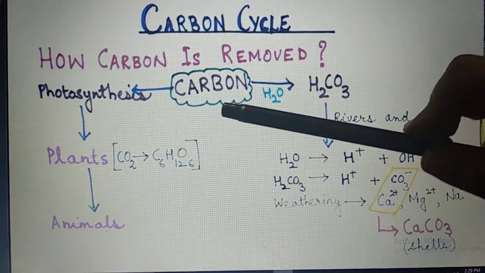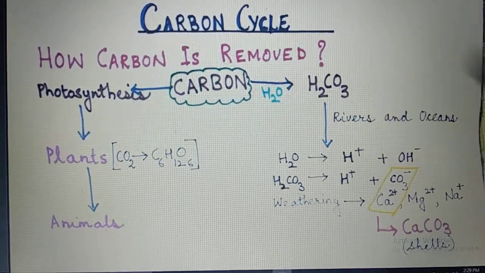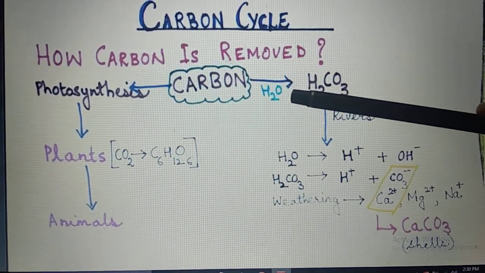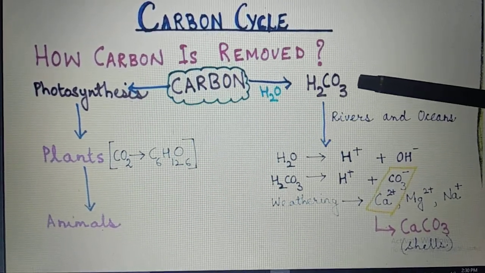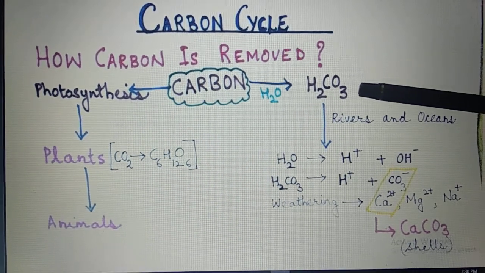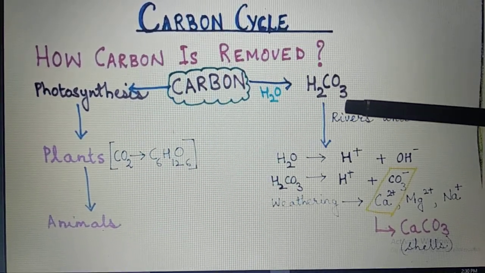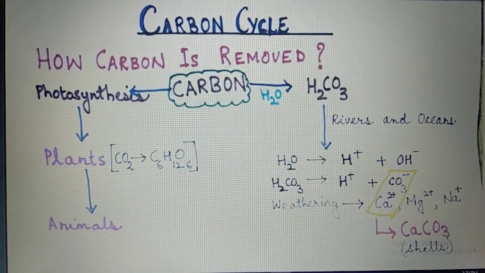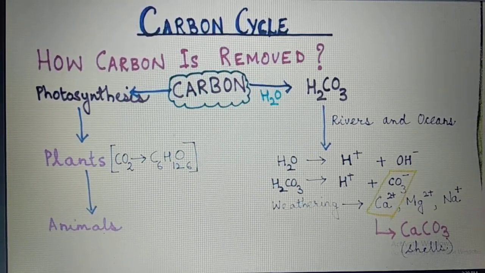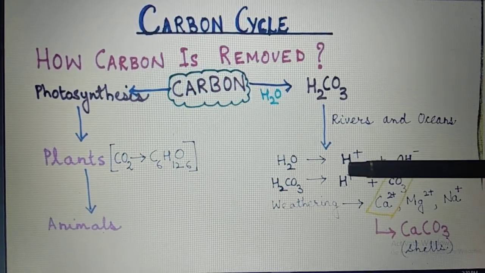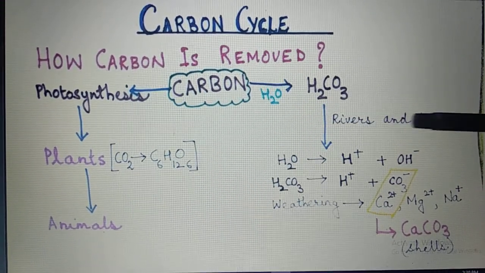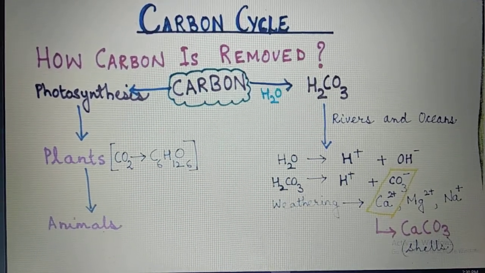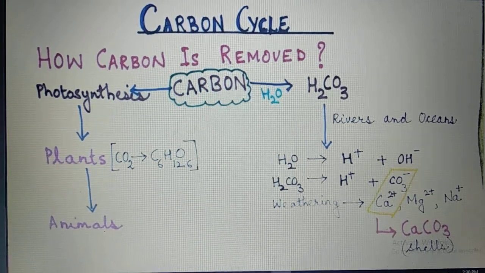Here you can see that carbon present in the atmosphere dissolves with the water whenever it rains, and it will be forming carbonic acid. This is the formula of carbonic acid. This acid will be directly passing into rivers and oceans. Carbonic acid is also one of the causes of acid rain. When this carbonic acid moves to rivers and oceans, it will combine with the water present in the rivers, oceans, seas, etc.